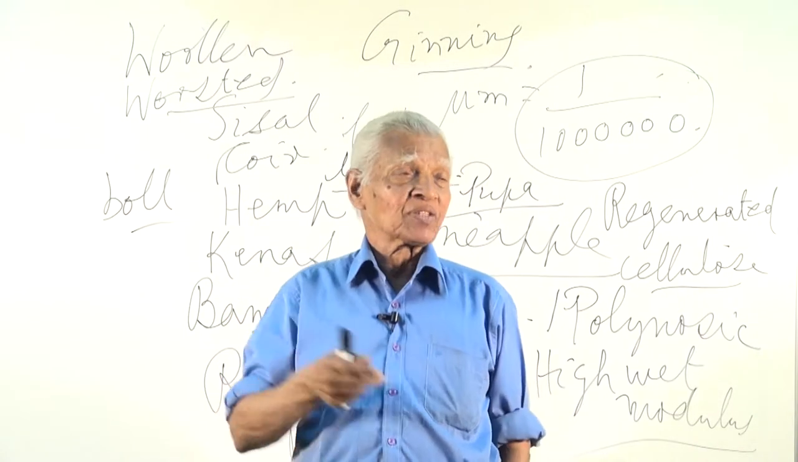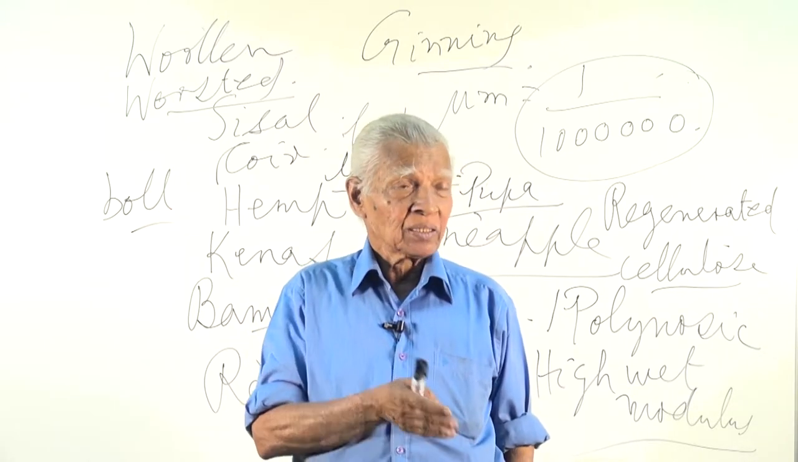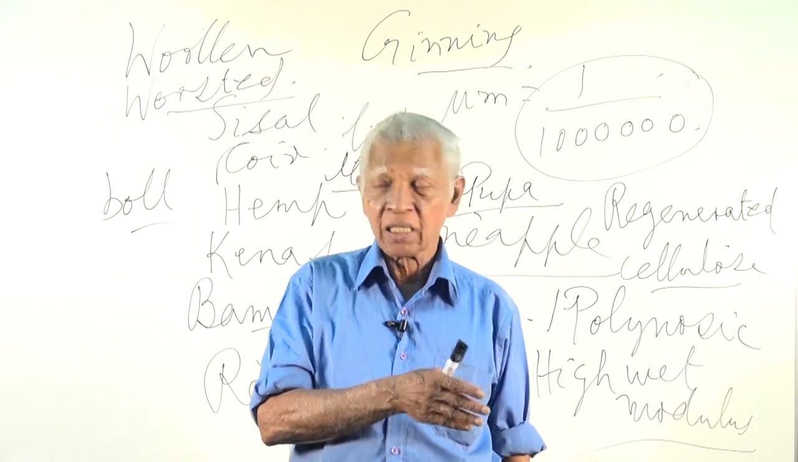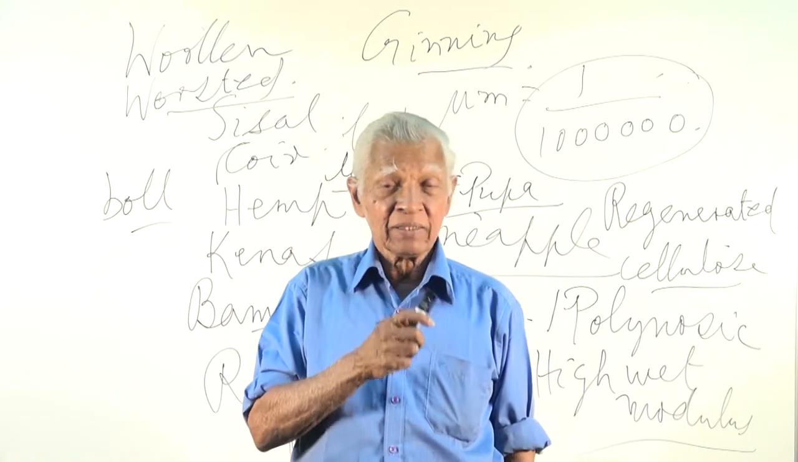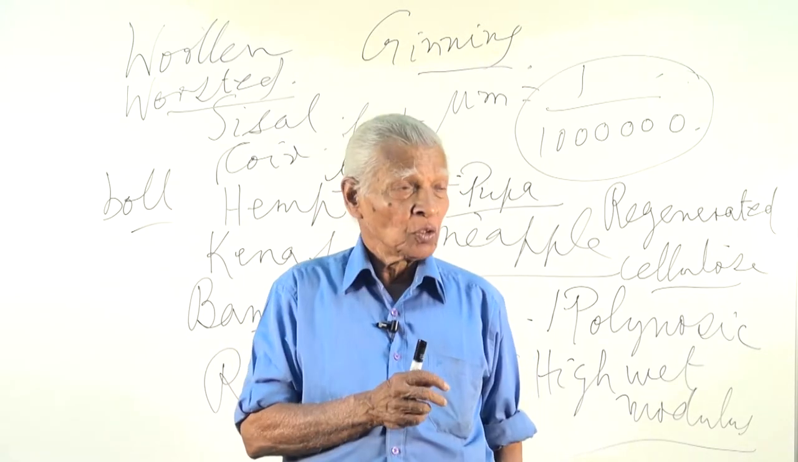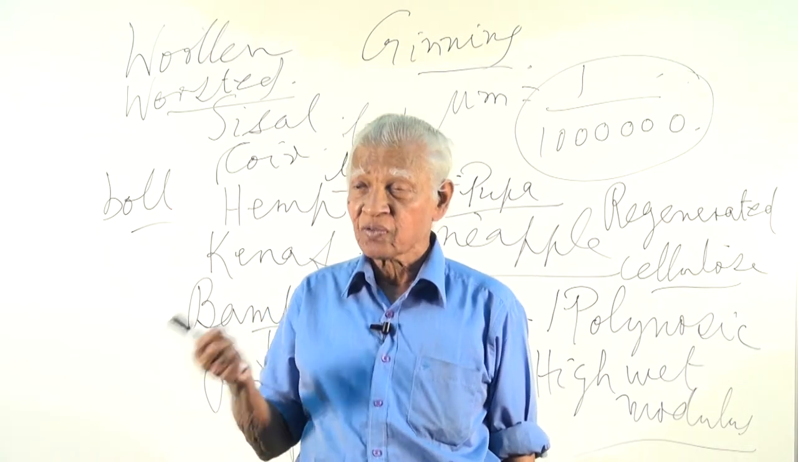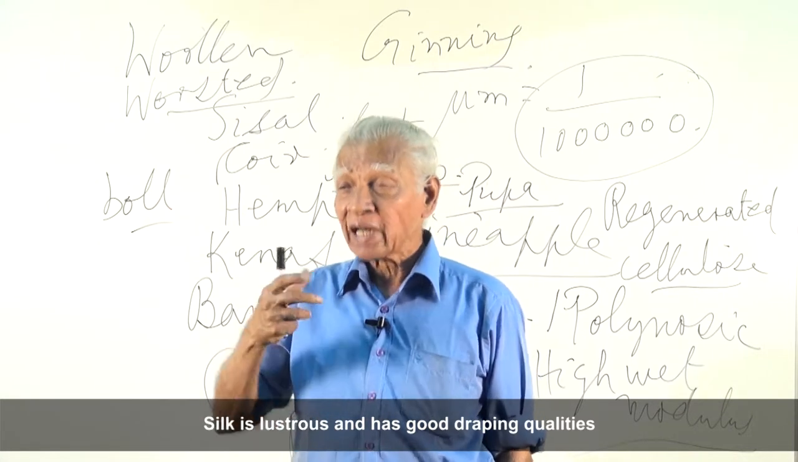There are several types of silks we have. The mulberry silk, the non-mulberry silk. The non-mulberry silks include tassar, muga, eri. And silk is a very valuable fiber which is quite expensive. And also the materials which are produced from silk fiber are lustrous. They have good draping qualities.